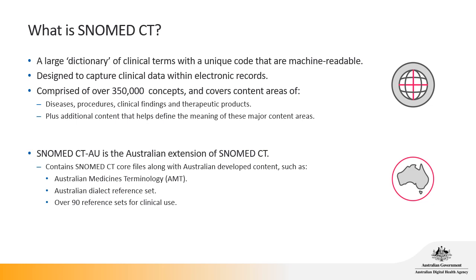SNOMED CT-AU is the Australian extension of SNOMED CT. It contains SNOMED CT international core files plus Australian-specific documentation and terminology, such as the Australian Medicines Terminology, or AMT, the Australian Dialect Reference Set that contains spelling or other preferred naming conventions we use in Australia, and many other reference sets for clinical use that I'll talk about later.